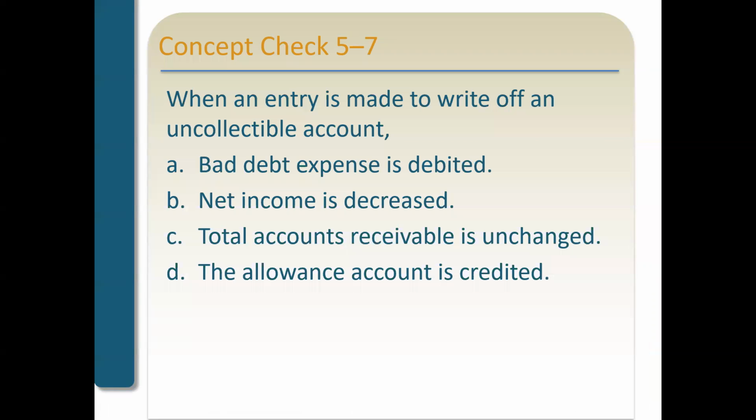When an entry is made to write off an uncollectible account, A, is bad debt expense debited? B, is net income decreased? C, are total accounts receivable unchanged? Or D, is the allowance account credited? What do you guys think?